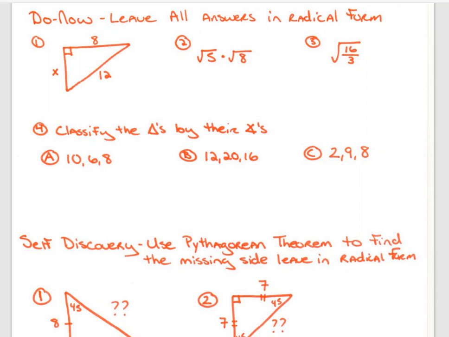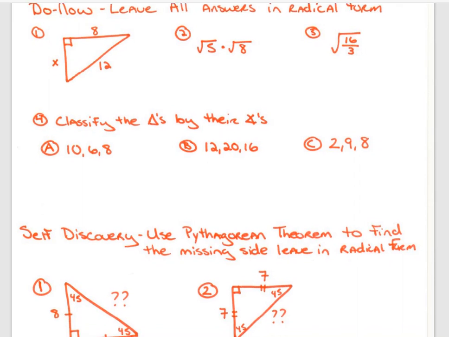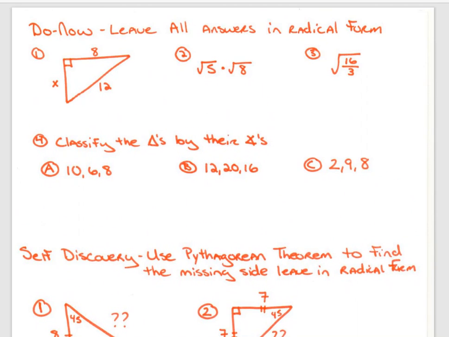This video is going to be on the special right triangles. Hopefully you guys remember them a little bit from the regular school year. The special right triangles are the 45, 45, 90 and the 30, 60, 90.